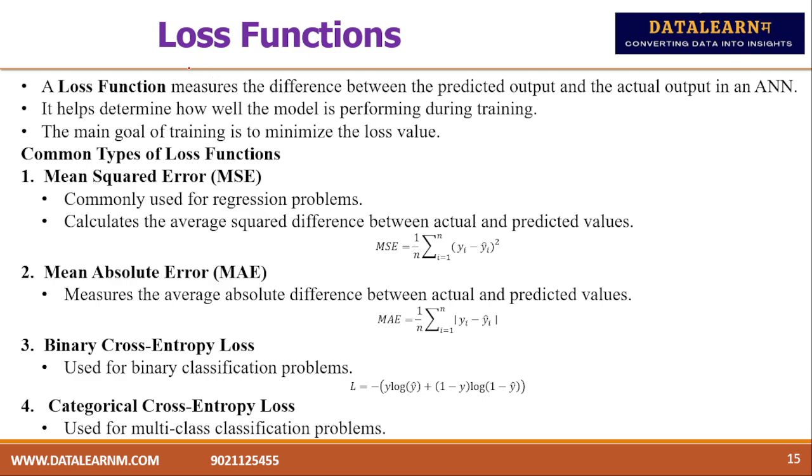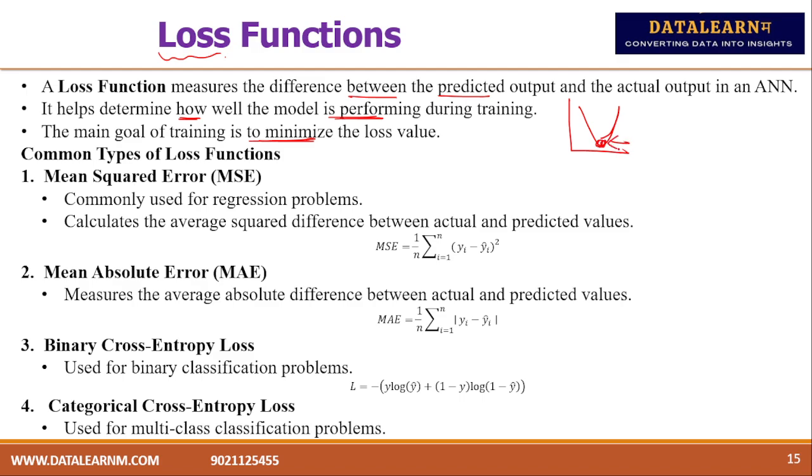For neural networks the names are more or less the same. The loss function measures the difference between predicted and actual values in an ANN. So how many diabetic cases were there actually and how many diabetic were predicted? The difference is given with the help of the loss function. It helps us determine how well the model is performing during training, so we test with the help of these functions. The main goal is to minimize the loss value. We have minimized the loss here.